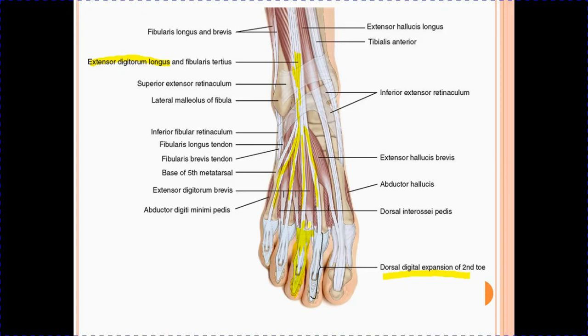Now what happens, look carefully into the figure. It divides into a central slip and 2 peripheral slips. The central slip is inserted into the middle phalanx, while the peripheral slips, what happens to the peripheral slips?